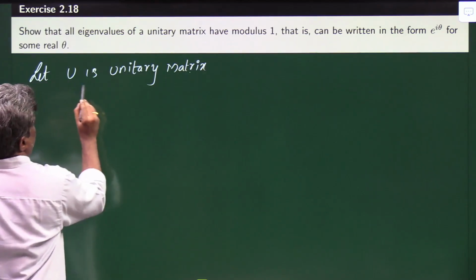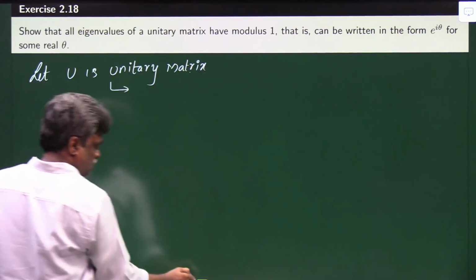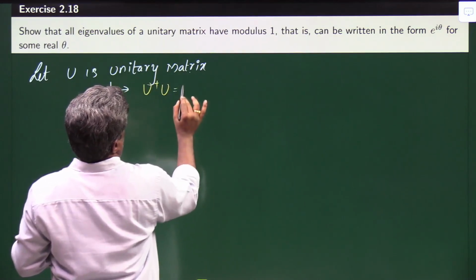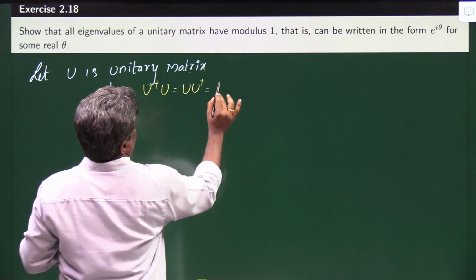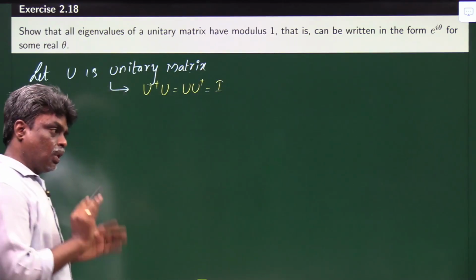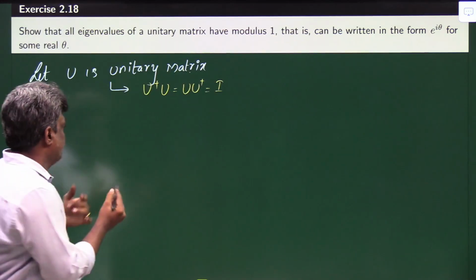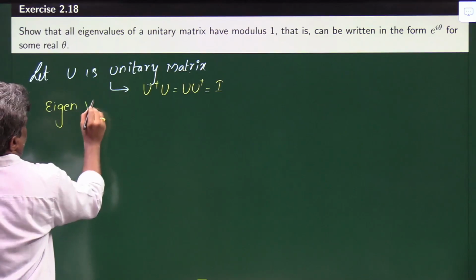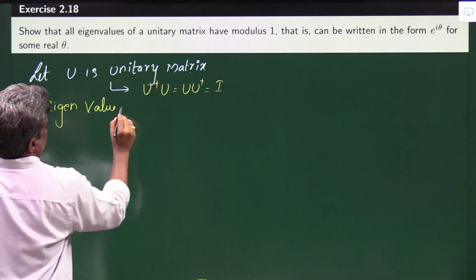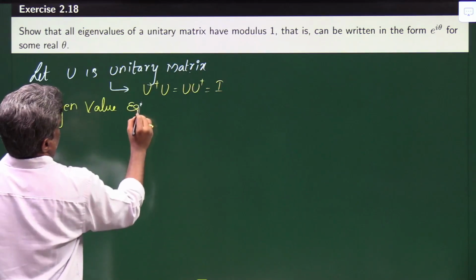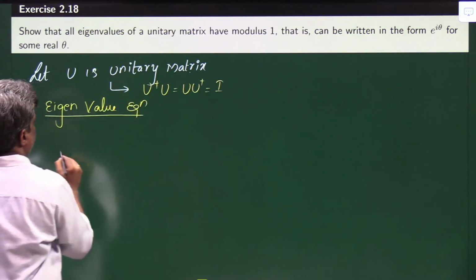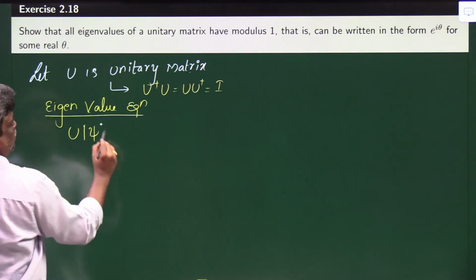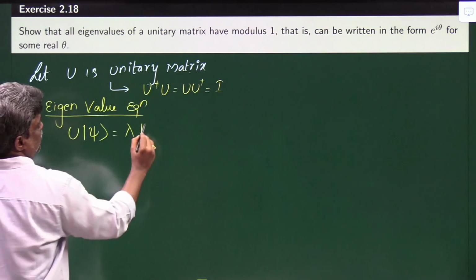So what is the meaning of this unitary matrix? This means U dagger U equal to U U dagger equal to identity. Okay, let us take the eigenvalue equation. So I'm taking this eigenvalue equation corresponding to this unitary operator, which is U operating on psi, we get lambda psi.